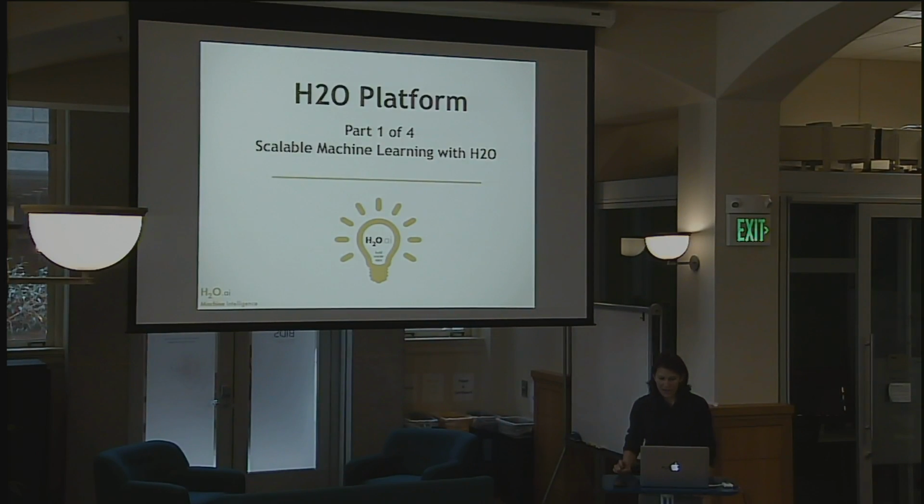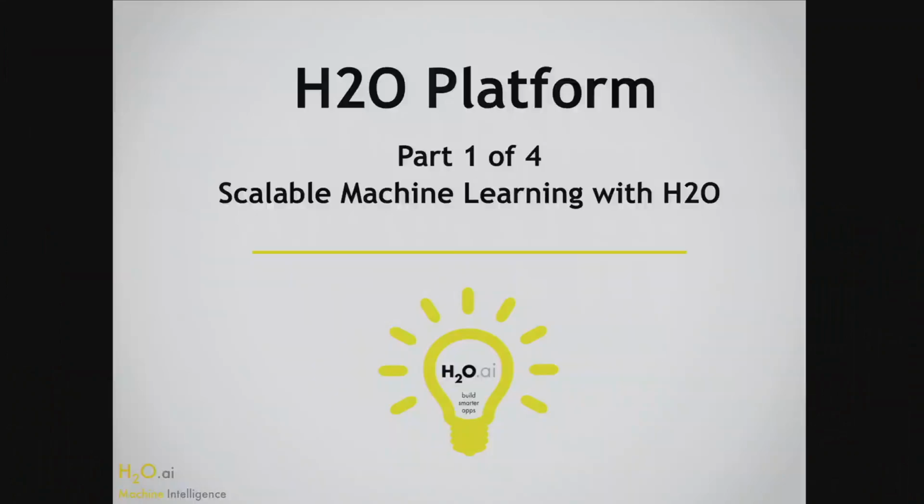Okay, so I think the right way to think about H2O is that it's a platform. It's not just a machine learning library. It's actually a set of machine learning libraries in different languages. But the main piece of software that is the core to all of H2O is written in Java, and then all the other APIs just communicate with this main Java library.